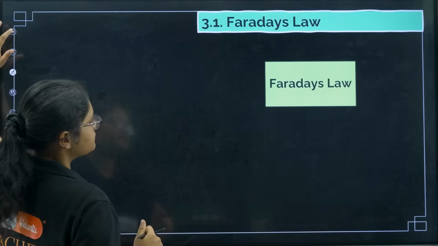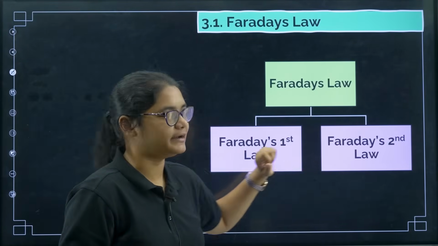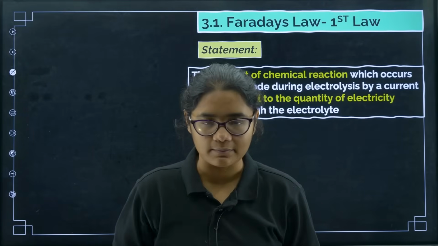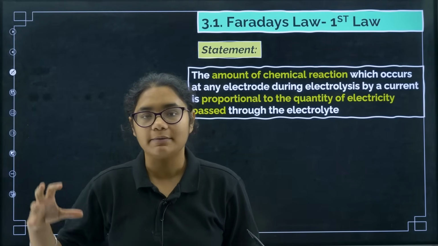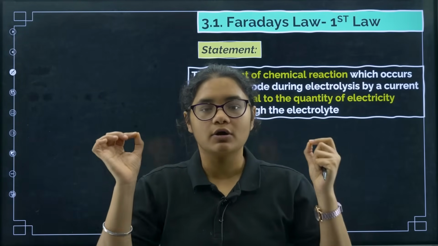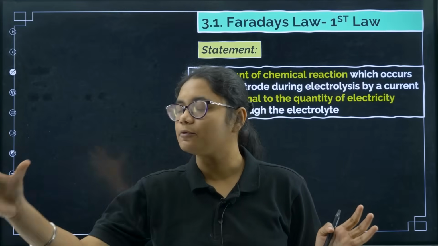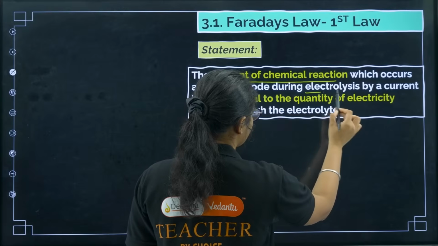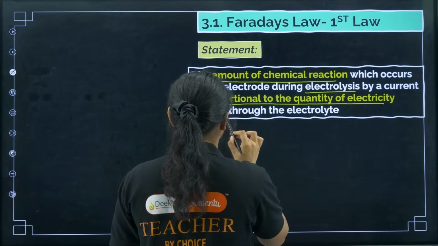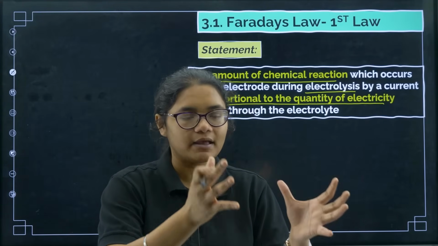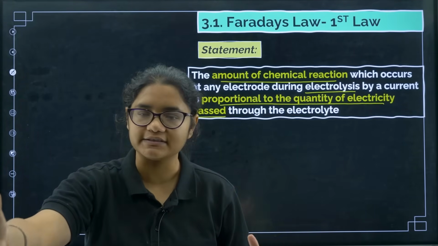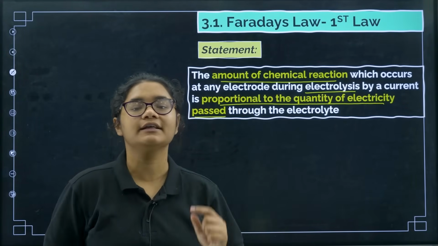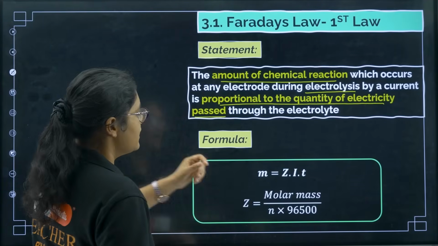Now coming to the next topic, Faraday's law. We have two laws, Faraday's first law and Faraday's second law. What does Faraday's first law tell us? When we provide some electricity, a chemical reaction takes place, and when this reaction takes place, product is obtained. Faraday's law tells you, if you provide a certain quantity of electricity, how much product or chemical reaction will take place. The amount of chemical reaction which occurs at any electrode during electrolysis by a current is proportional to the quantity of electricity passed. Based on how much electricity you are giving, the chemical reaction takes place and the product is formed. So we can calculate the mass of product formed based on the quantity of electricity provided. We have this formula, M is equal to ZIT.